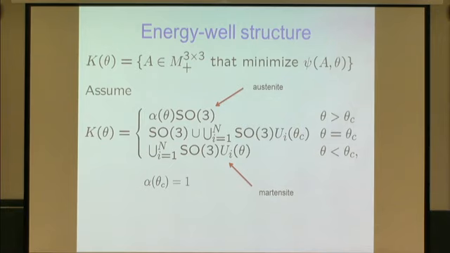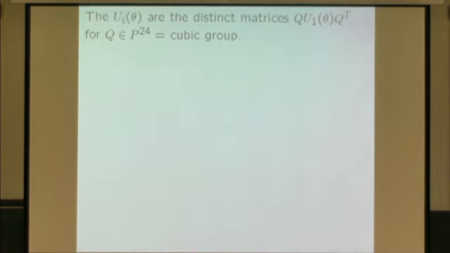Now, above theta critical, we want the austenite to minimize the energy. So we have SO3 multiplied by a factor that represents thermal expansion. So alpha theta is just a number, and at theta critical it is 1. And below the transformation temperature, we want the martensite to minimize the energy. So this is a way in which some information about the phase transformation is fed into the properties of the free energy density of C.